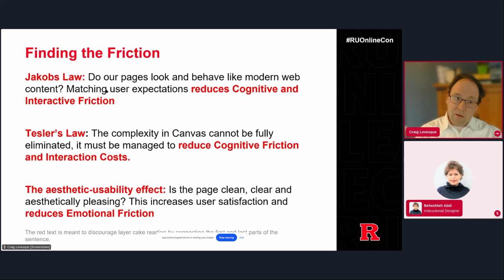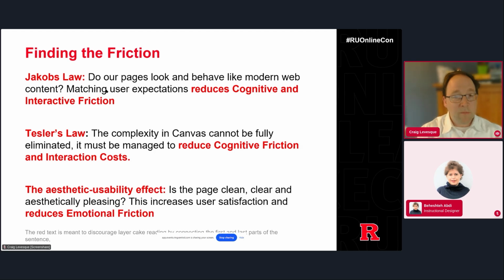interface less. We have Tesla's law, which says, okay, I can't make this completely seamless. So let me find the friction and let me manage it. Let me create content. Let me create menus or links that help smooth over the rough patches that cannot be eliminated. And then aesthetic usability effect. Does it look clean, clear? Are there unnecessary elements? Because the better it looks, the less emotional friction you'll find.